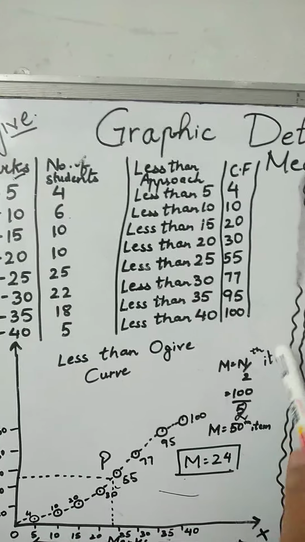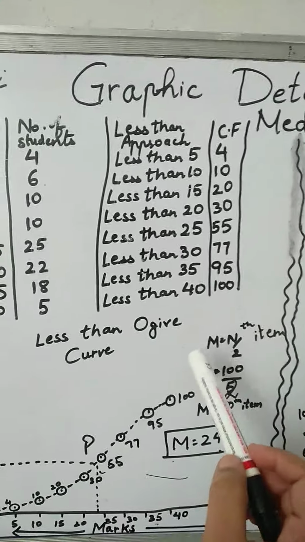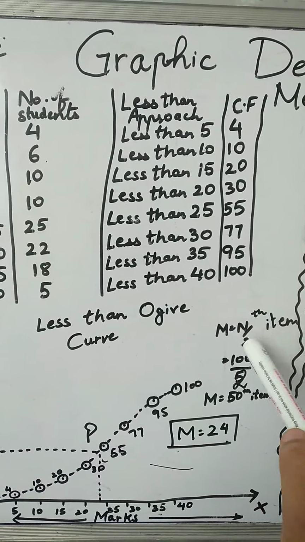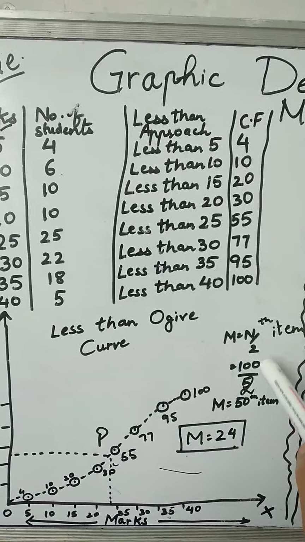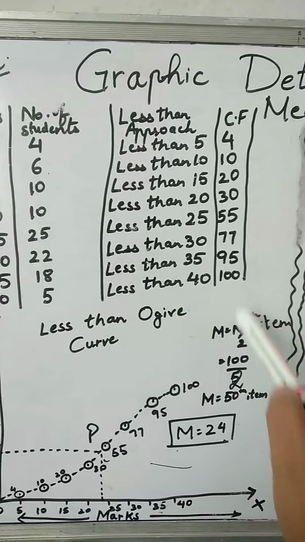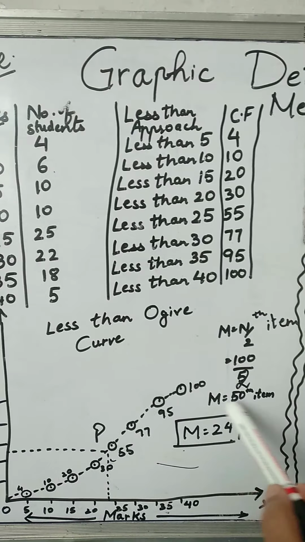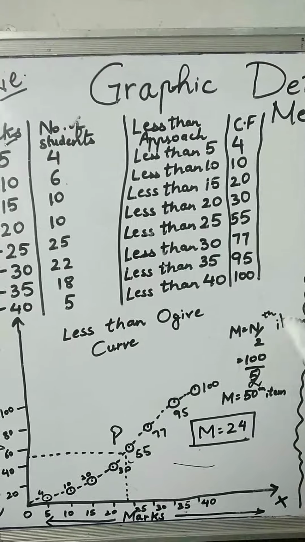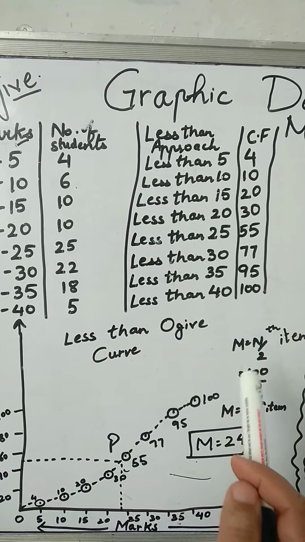After this, we will use the median formula. Median is equal to n by 2 item. So over here the total was 100. 100 by 2, we will get median as the 50th item. So from this data, how can we locate the 50th item?